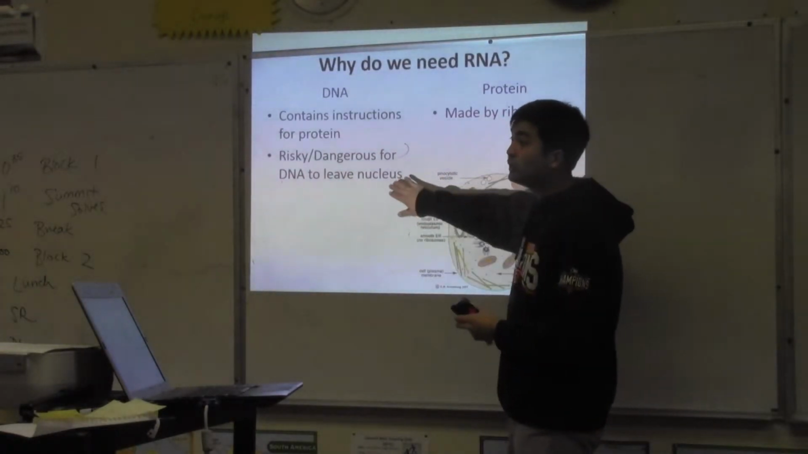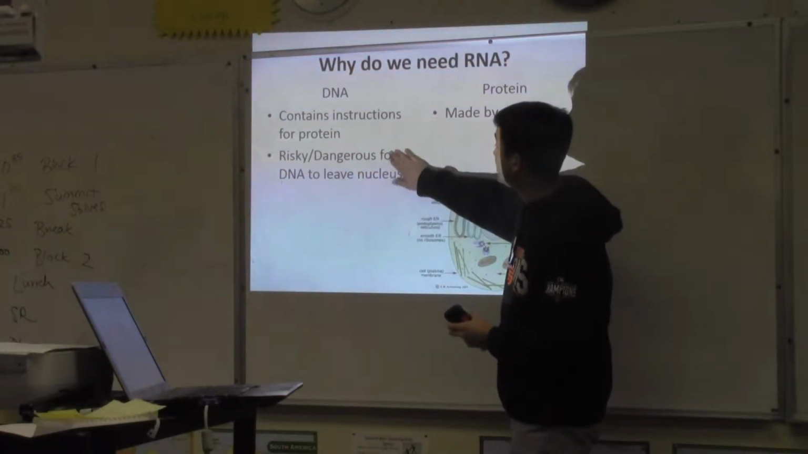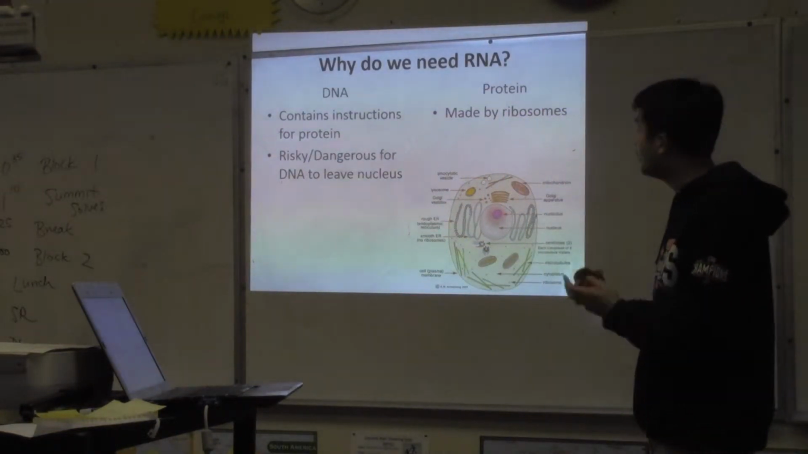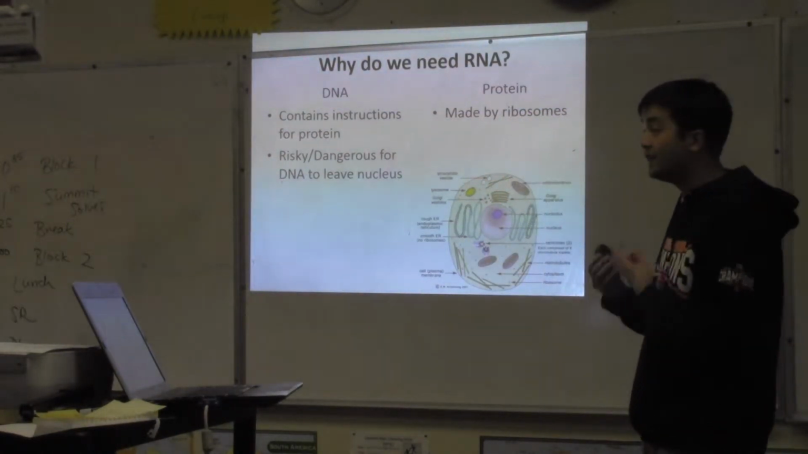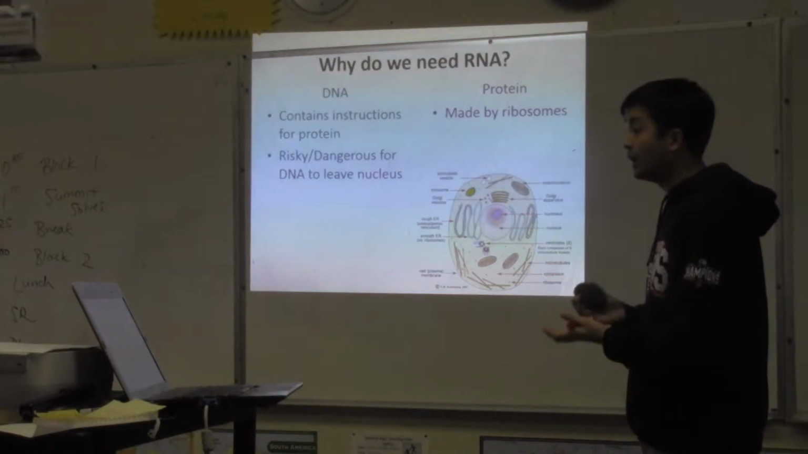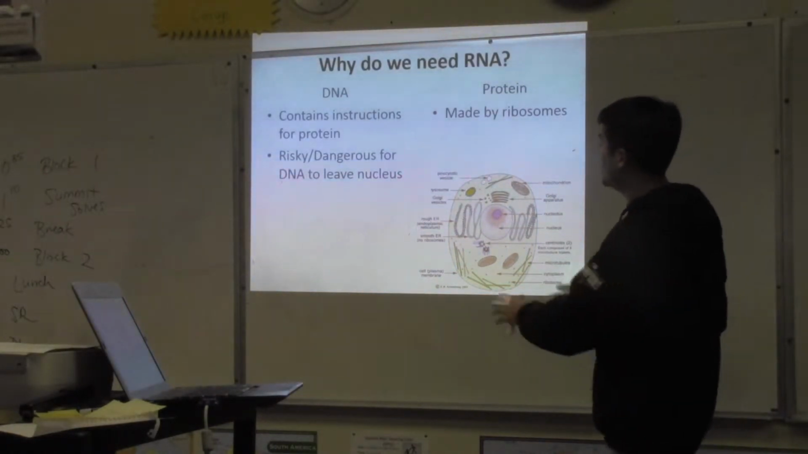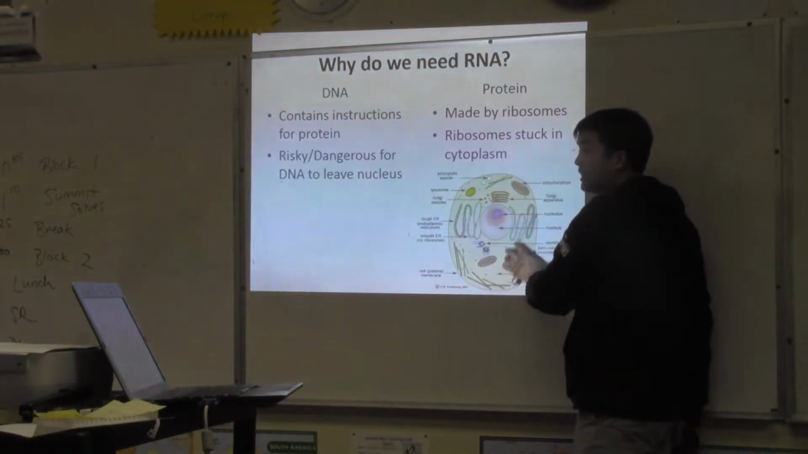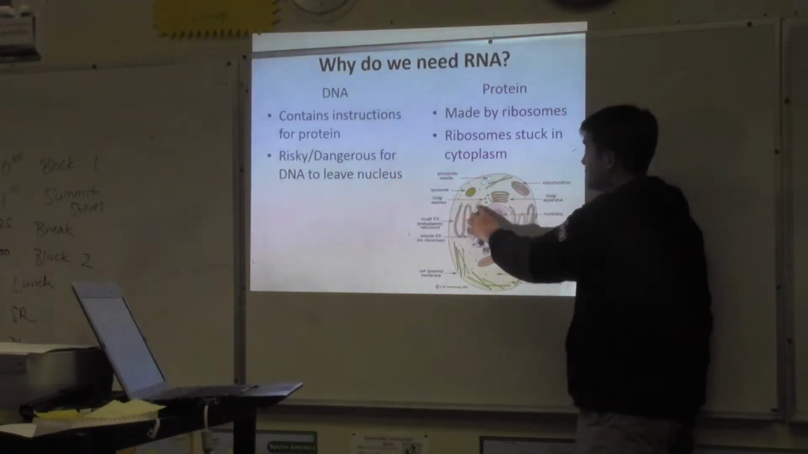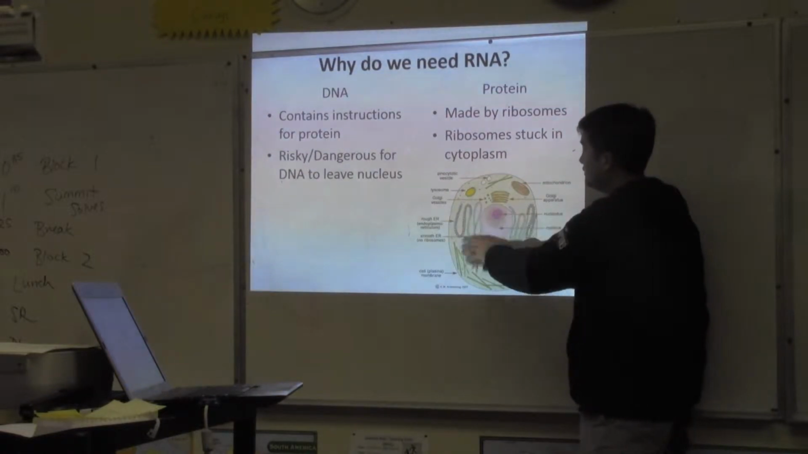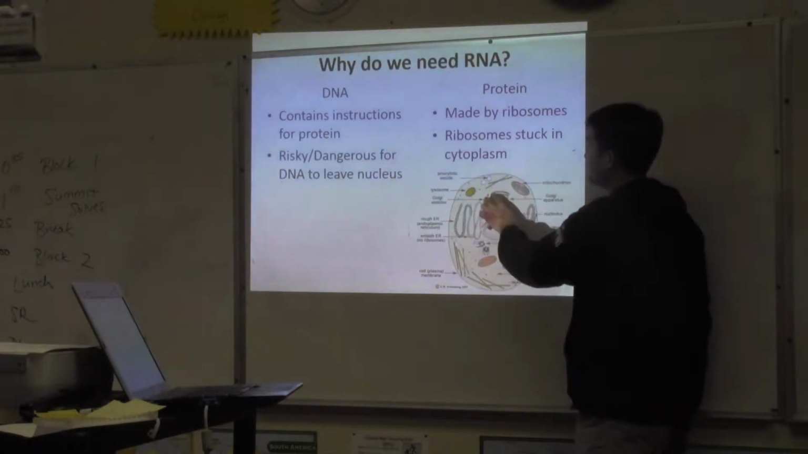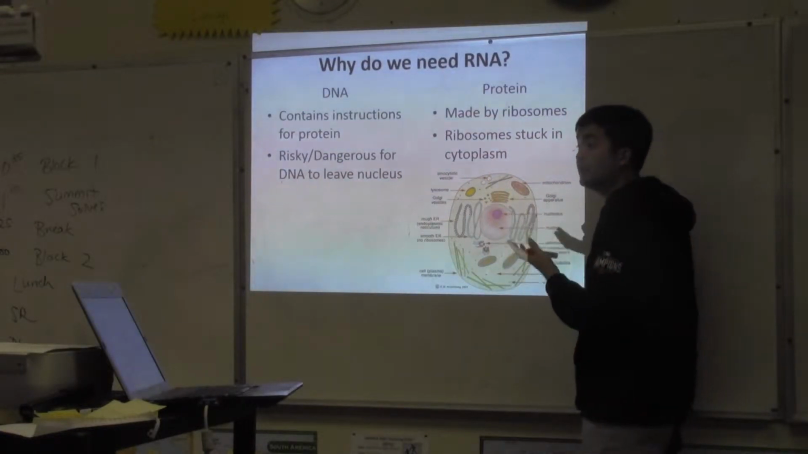It's actually really risky or dangerous for the DNA to leave the nucleus. We've got to think about the DNA as precious. It's important that we keep it safe. If it gets damaged, then our body can no longer make proteins. We want to make sure that the DNA is safe inside the nucleus. But the ribosomes are really stuck inside the cytoplasm. It's not like the ribosomes can move to where the DNA is. They're kind of stuck out here inside the cytoplasm. And so this is why we need RNA.